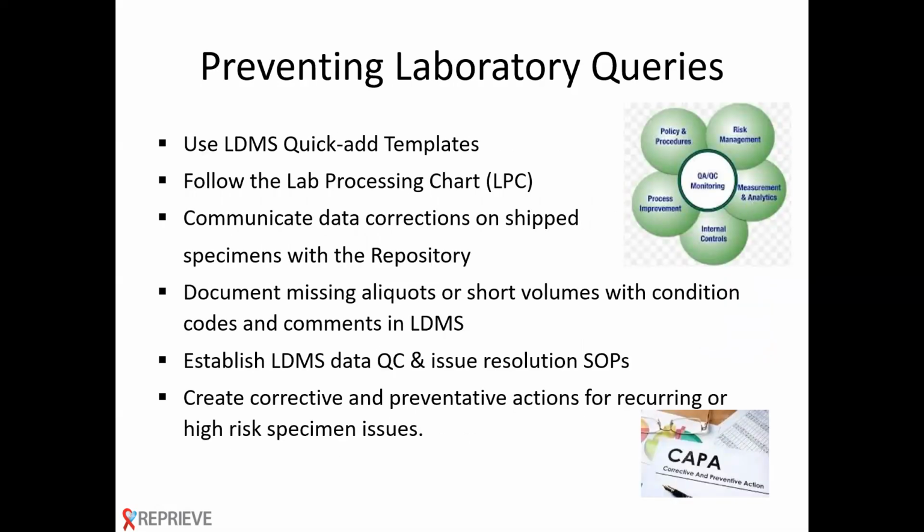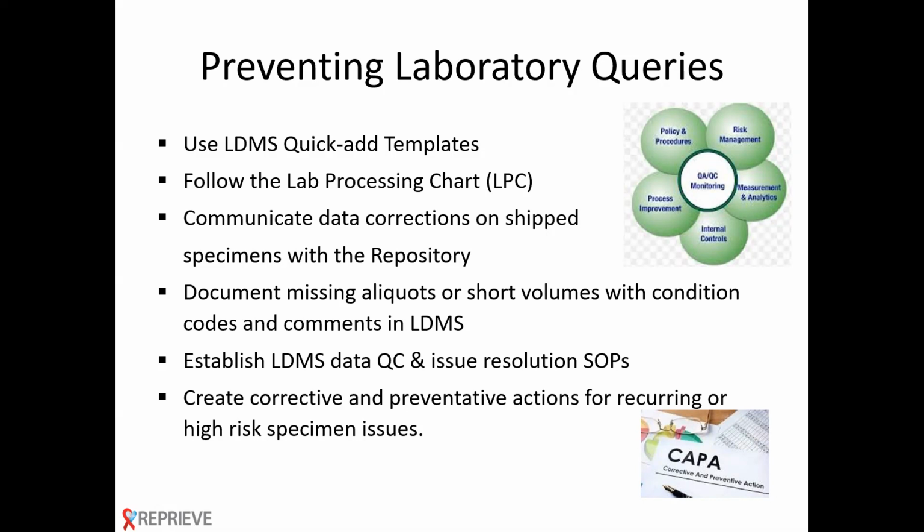So how can you prevent laboratory data queries? QA/QC monitoring and a QA/QC plan at your laboratory is very important. So using those quick add templates to log in your specimens to meet the study expectations is a great way to start off. And you want to always make sure you're following that lab processing chart. When it comes to data corrections, making sure you're communicating those not only with your site, but with any downstream laboratories that you've shipped to. Making sure that you're documenting your missing aliquots or your short volumes with the appropriate condition codes in LDMS and comments. This helps a lot.